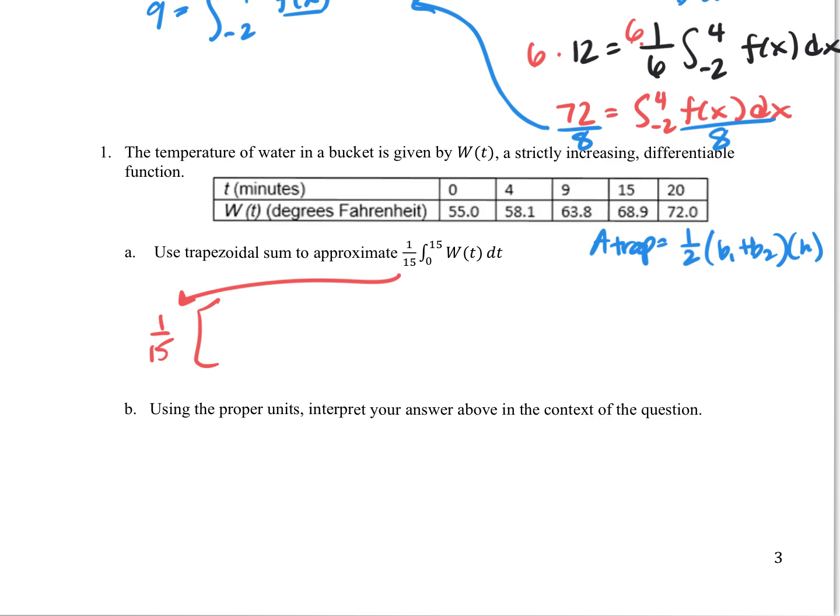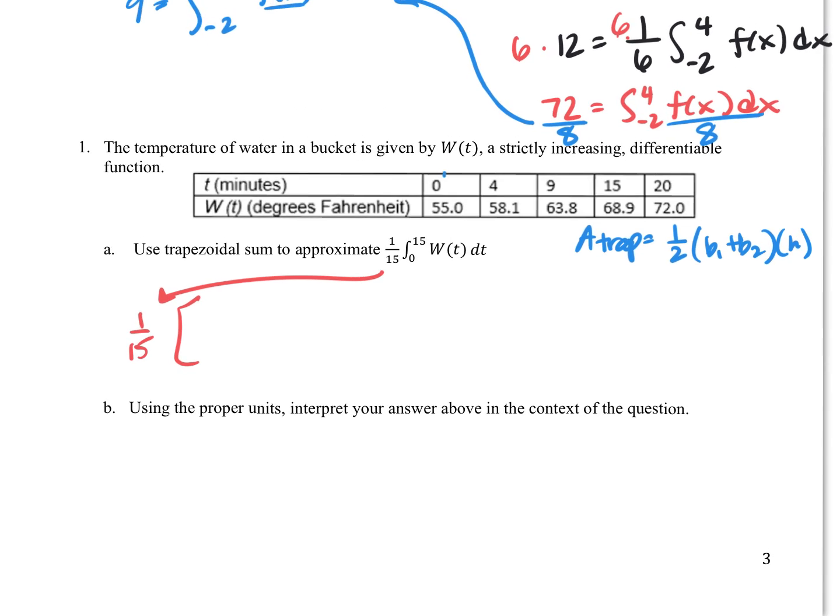That's good. So if they only want it from 0 to 15, we're going to go just 3 little trapezoids. And the area of one trapezoid is 1/2 the bases. Does anyone remember what the bases would be of the first trapezoid? Very good. 55 and 58.1. The height? Exactly. The height is this change right here, 4.